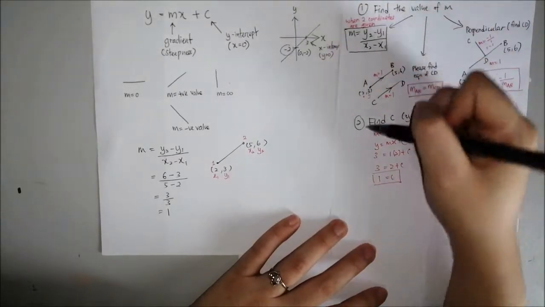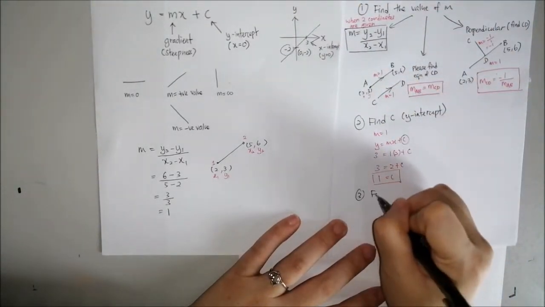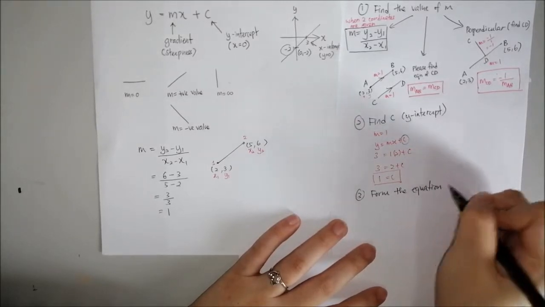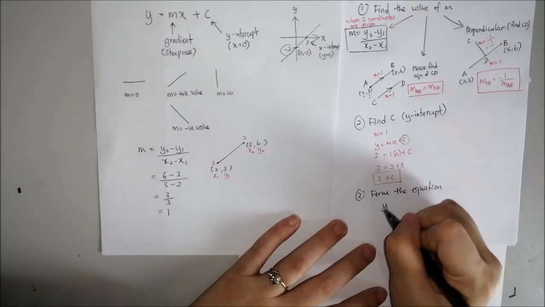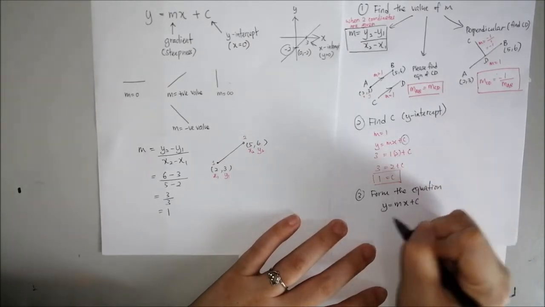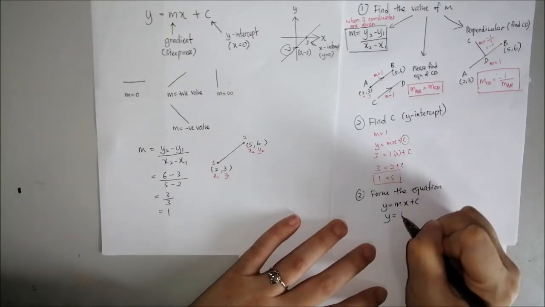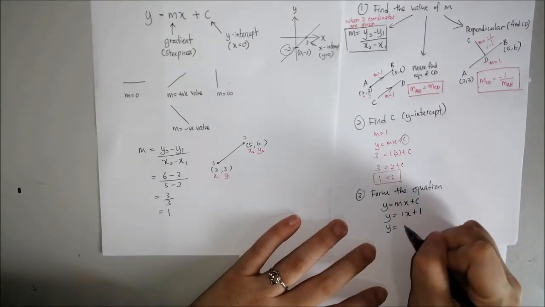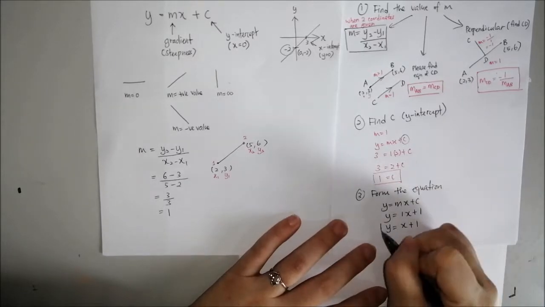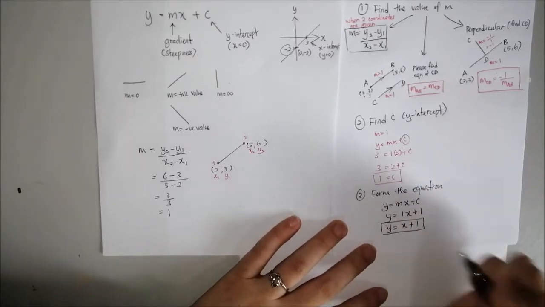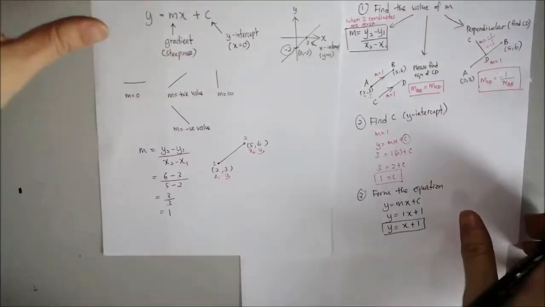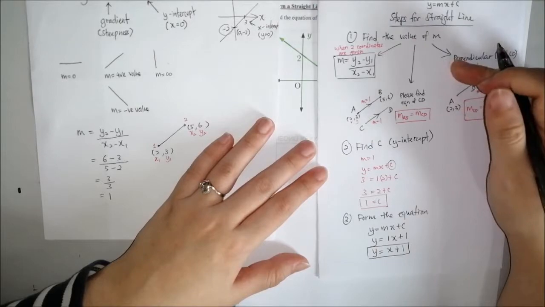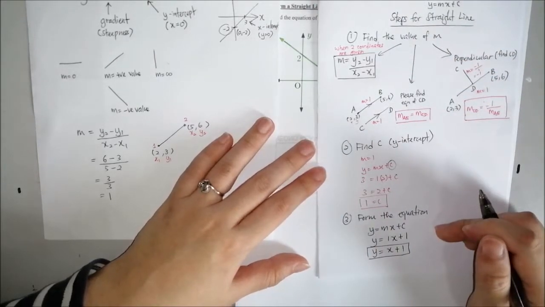Okay, 1, 2, then 3 are forming the equation. Since we know the formula is y equals to mx plus c, and we know m is 1, c is 1. So the formula is y equals to x plus 1. So this will be your final answer. Okay, so please memorize these 3 steps. 1, 2, 3. Find the value of m, find the value of c, form the equation.